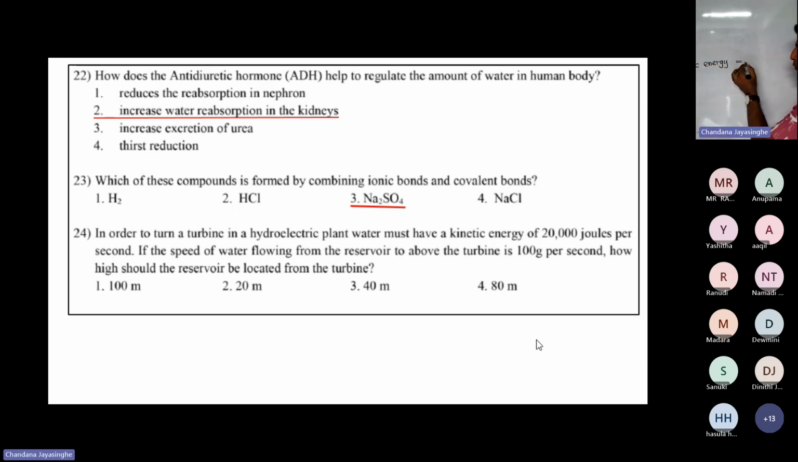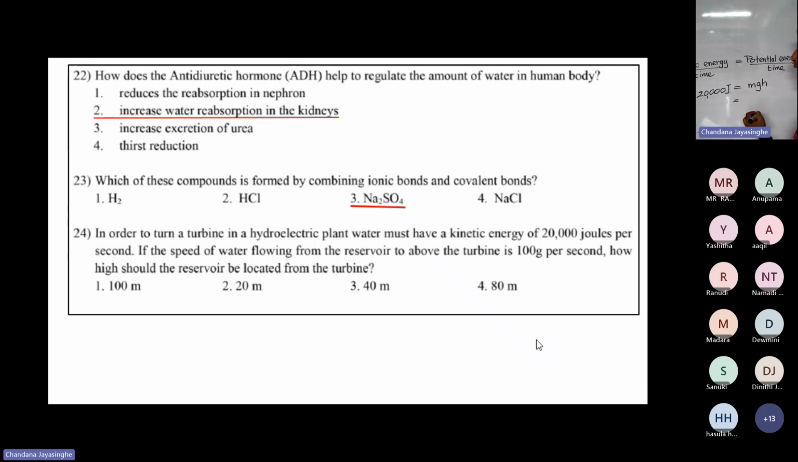Kinetic energy is totally used for the potential, by time per time. Now the kinetic energy is already given: 20,000 joules. Potential energy, what is the equation? mgh.